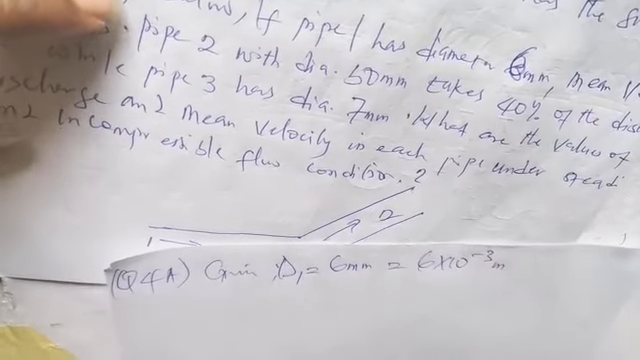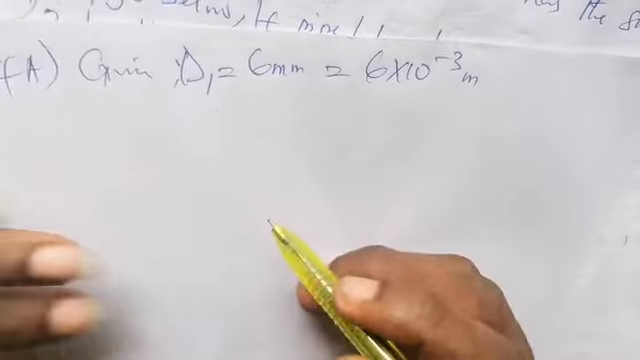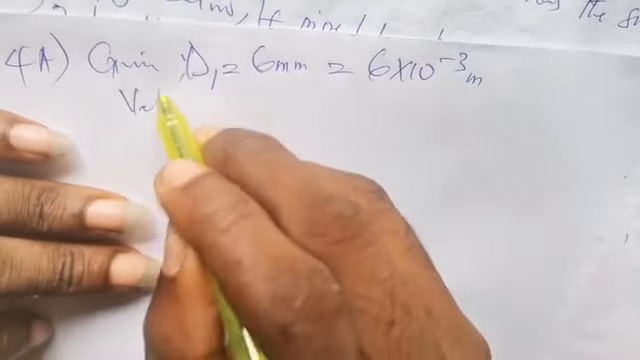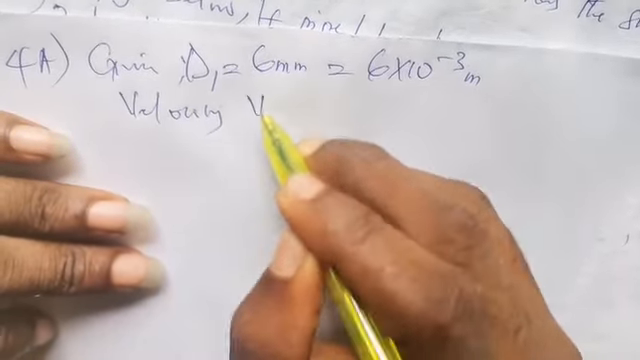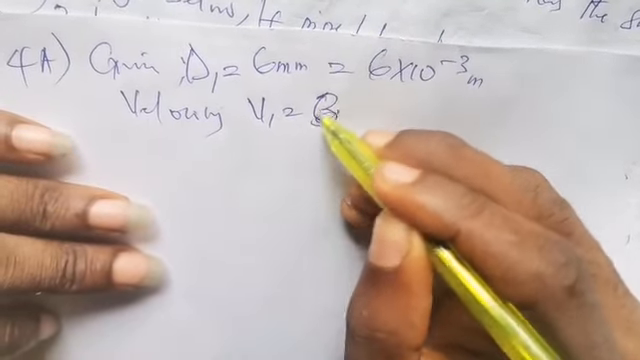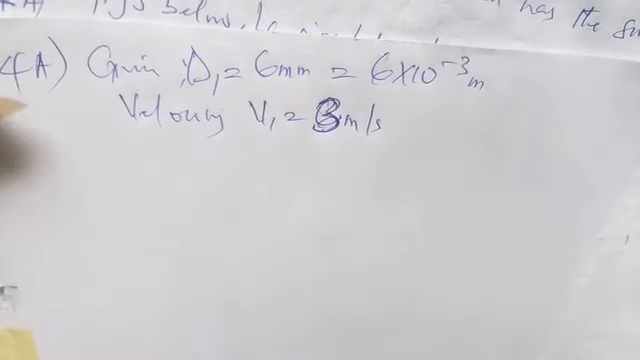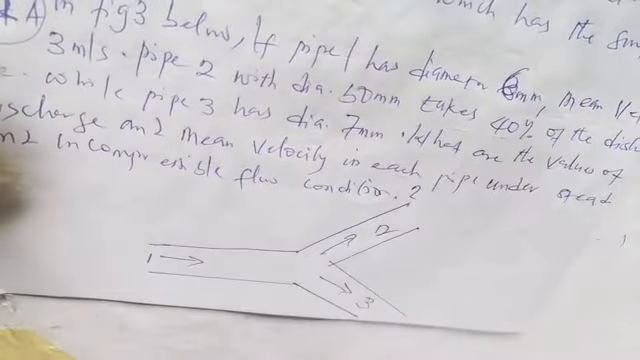Okay, and also it has a mean velocity of 3 meters per second. So velocity of pipe 1, call that V1, was given as 3 meters per second.